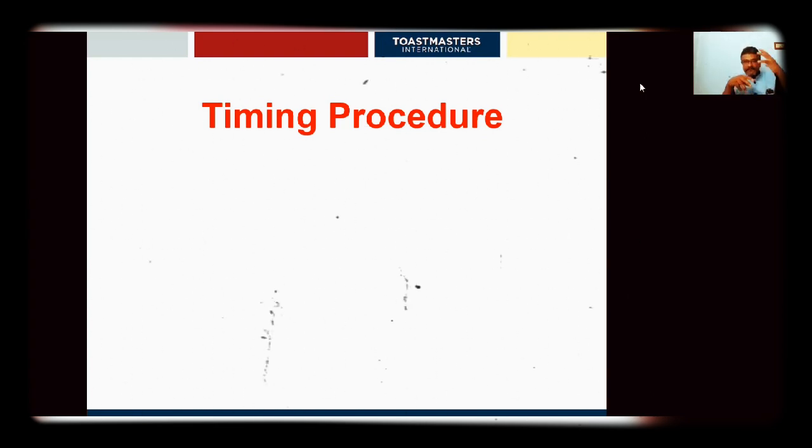Alright, so what does this mean is very simple. The first Timer 1 will time the speech and enter the speech time taken by every contestant. Timer 2 will have a timing device only for signaling the green, amber and red. But also advisable if that particular person can write down or note down the time taken by each contestant.